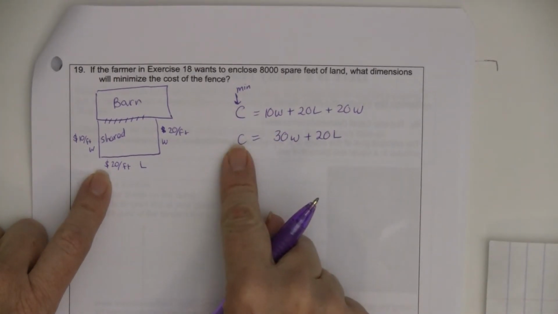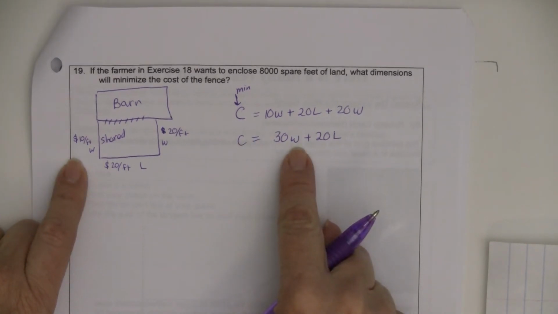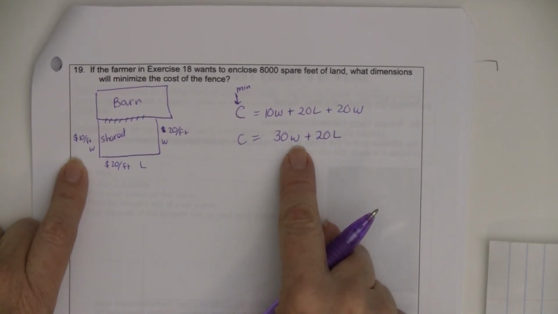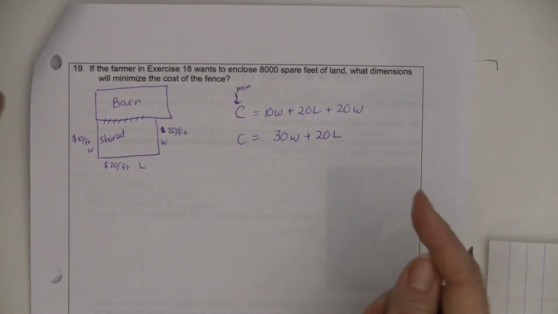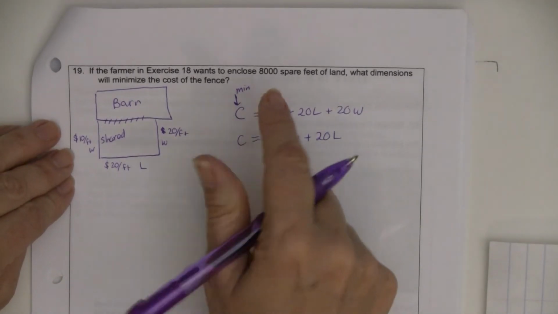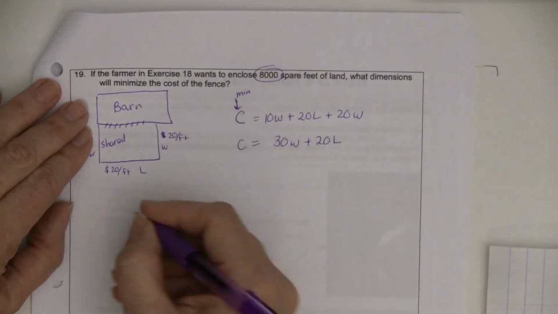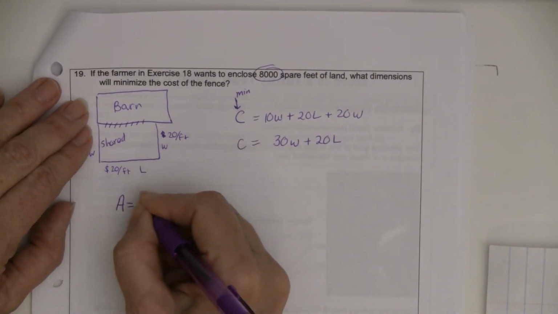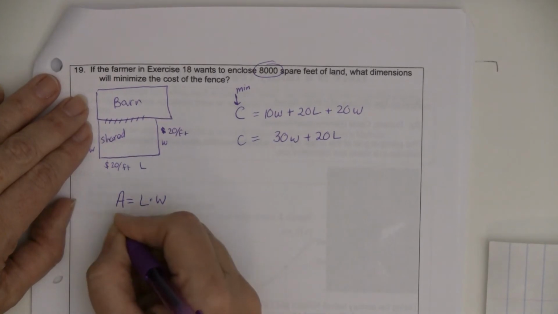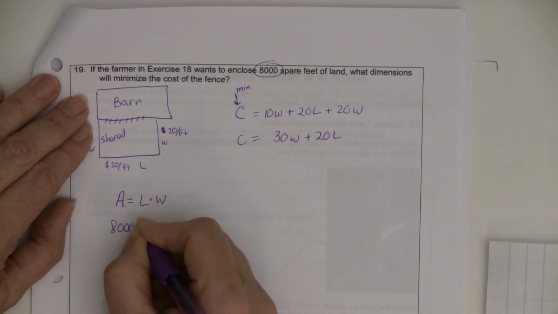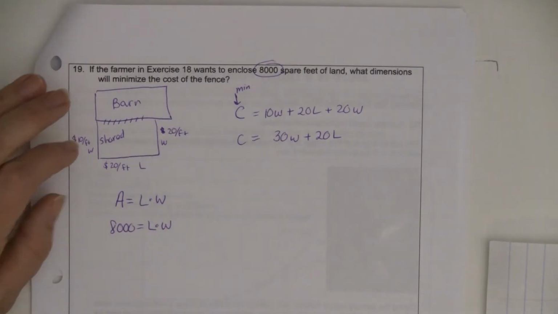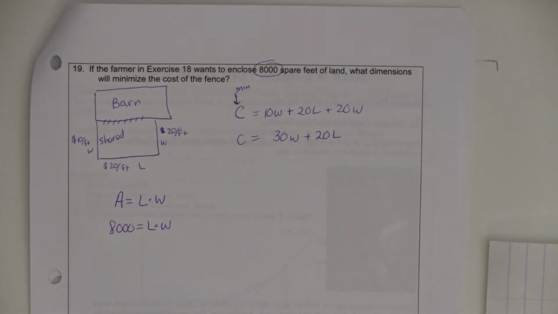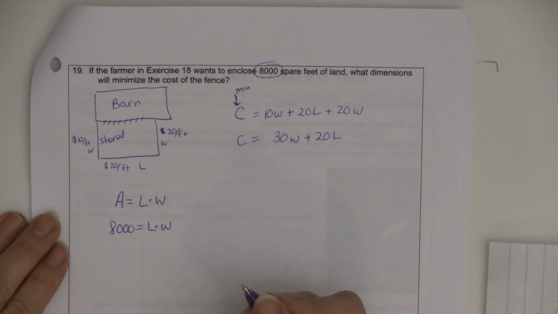I have what I want to minimize or maximize on one side, so that's great. But on the other side, I have two variables, and I want to get rid of one of those variables. And these problems work out like this a lot. What you're going to use is this 8,000. The area, which is length times the width, is supposed to be 8,000. So you can solve that equation very easily for either L or for W, and then you can plug it in, and you'll only have one unknown. So I'm going to solve it for L.